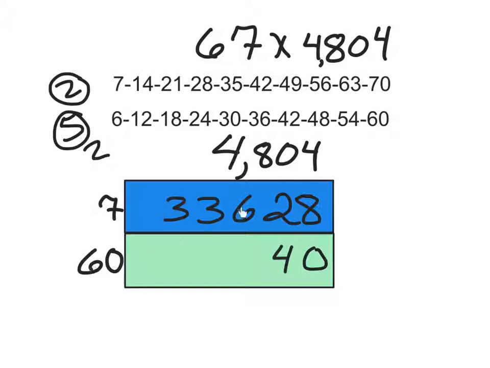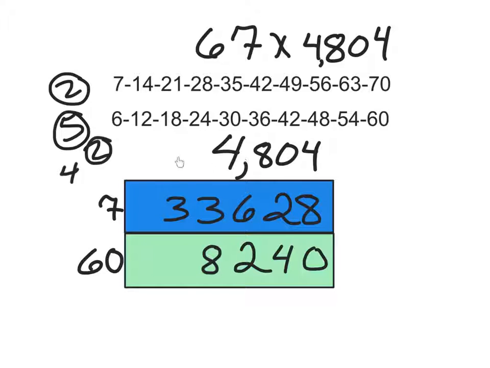Then I've got 6 times 0. Well, that's going to give you 0. Plus this 2 right here will give you 2. Drop that 2 and move along. 6 times 8 will give you 48. Drop that 8. Carry that 4 and move along.